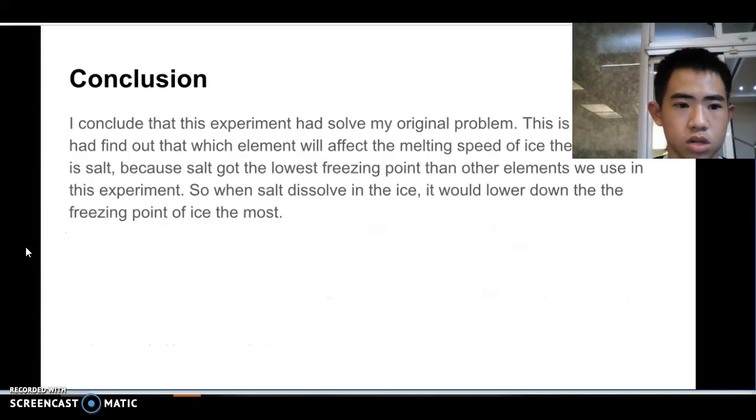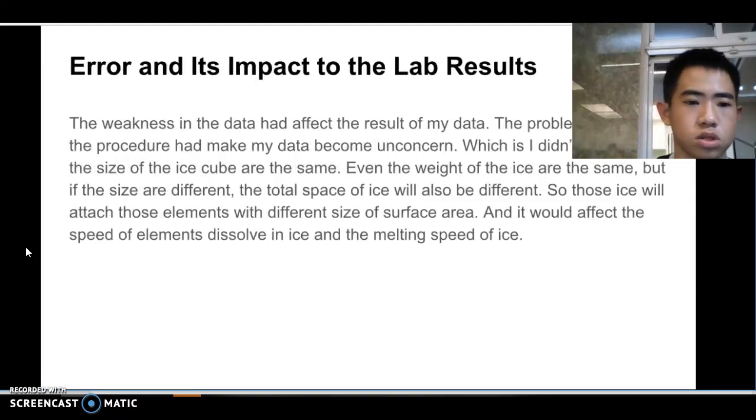And this is my conclusion. I conclude that this experiment has solved my original problem. This is because I found out which element affects the melting speed of ice the most, which is salt, because salt has the lowest freezing point of the elements we used in this experiment. So when salt dissolves in the ice, it will lower the freezing point of the ice the most.